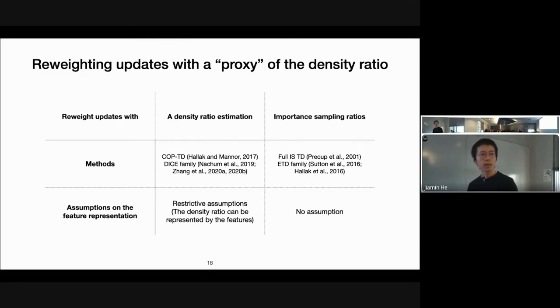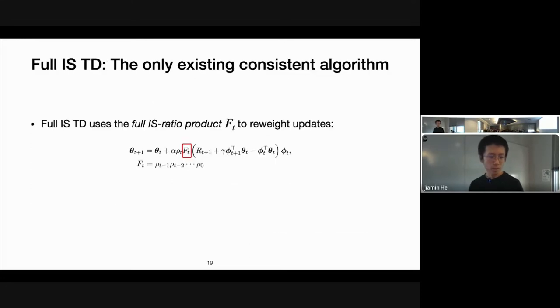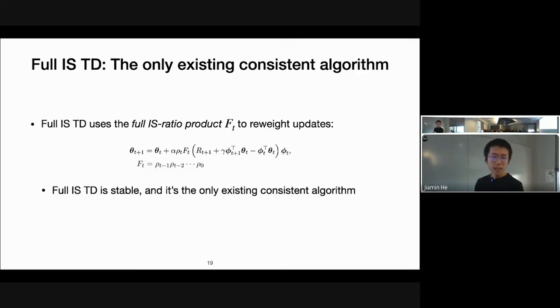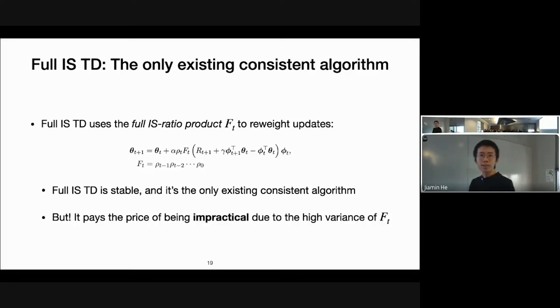OK, sounds good. Then I'll go to the first and the only existing consistent algorithm, full IS TD. Specifically, it used the full IS ratio product as a proxy to the density ratio. This product is the importance sampling ratio from rho zero all the way up to rho t minus one. By reweighting with this F_t, we can show that full IS TD is stable and consistent. However, it also pays a price. The price here is that it suffers from the high variance of the F_t, which is a bunch of importance sampling ratios multiplied together. And this variance issue causes full IS TD to be impractical.